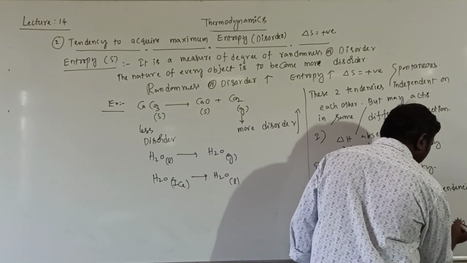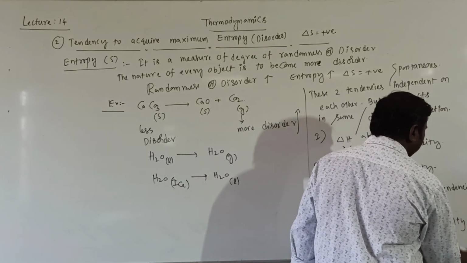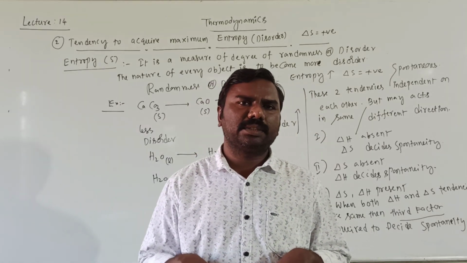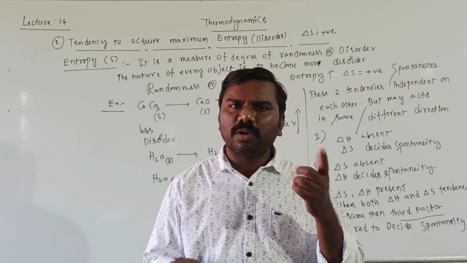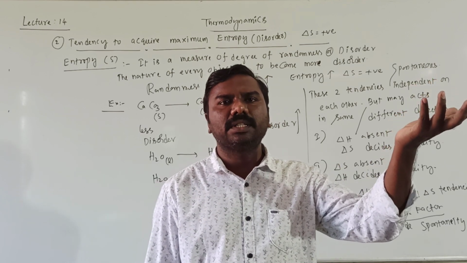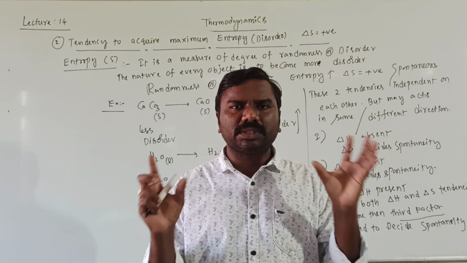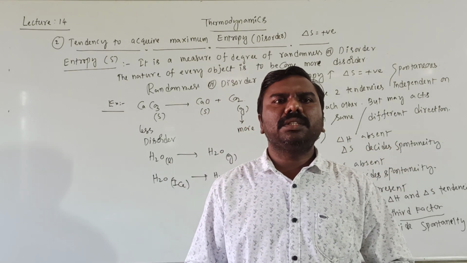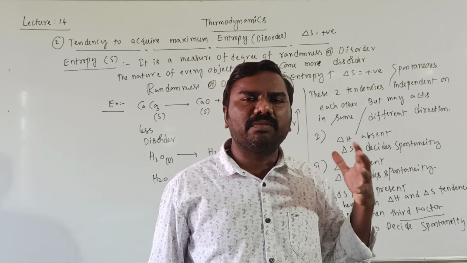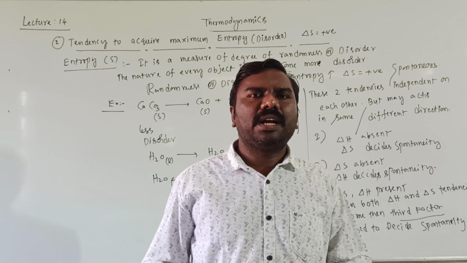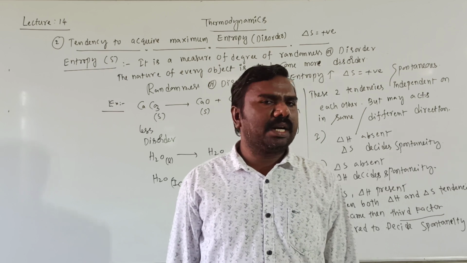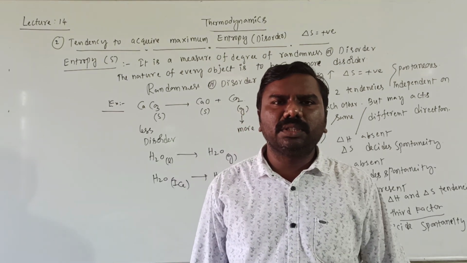Correct? So, students, delta H low, spontaneous. Not only by delta H, one more factor we need, that is delta S maximum, spontaneous. But if both are present and both tendencies are the same, then to decide spontaneity, these two factors are not sufficient. That's why we need a third factor called delta G. Clear? So I hope you understand this topic. We'll continue in the next session.